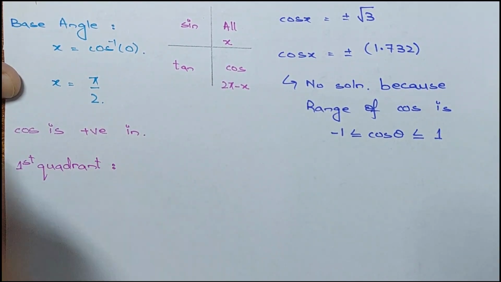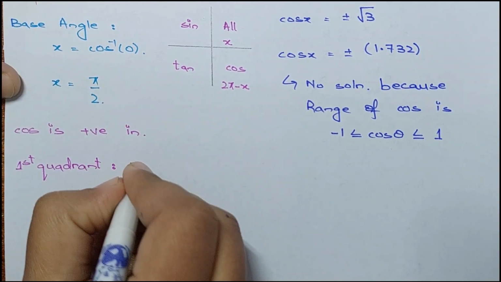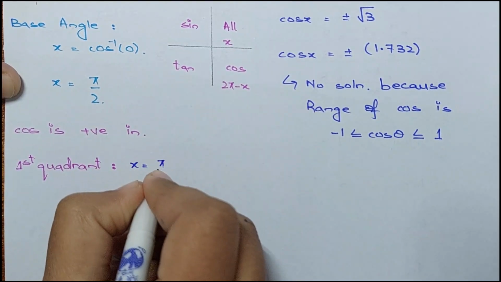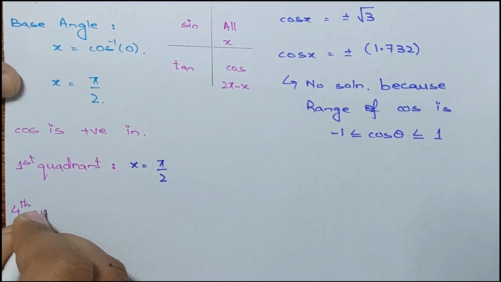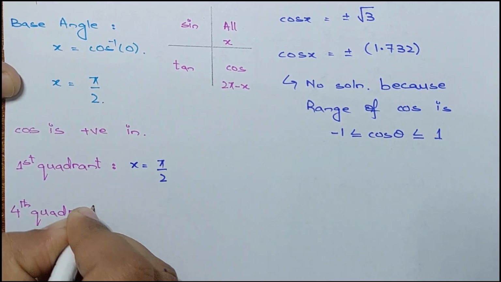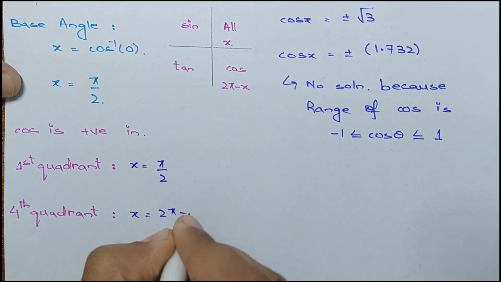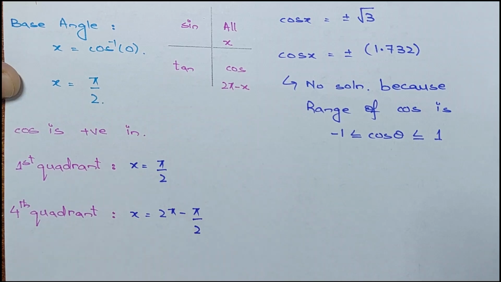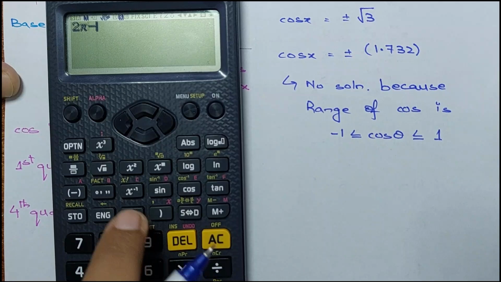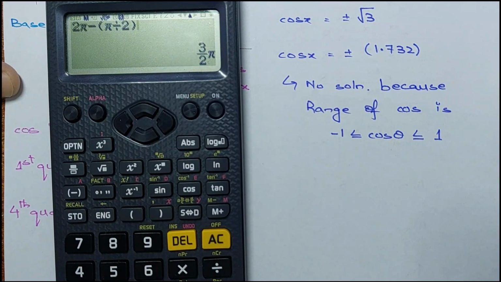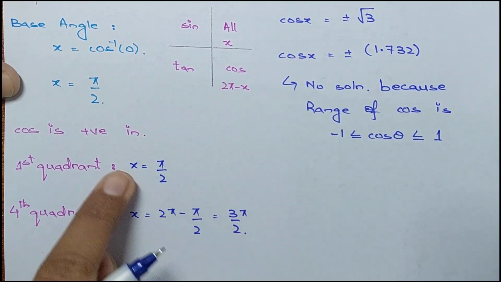Now for the first quadrant, what is the value for theta? X is equal to the base angle, which is pi by 2, and cos is also positive in the fourth quadrant. So what is the value for the angle x, which is 2 pi minus the base angle, pi by 2? 2 pi minus pi by 2 is 3 pi by 2. So these are the two solutions for x.